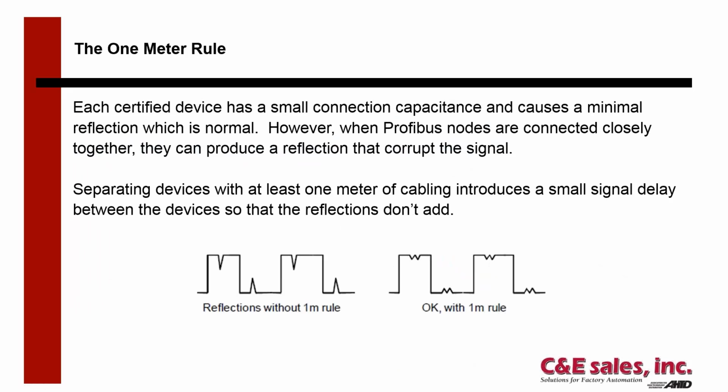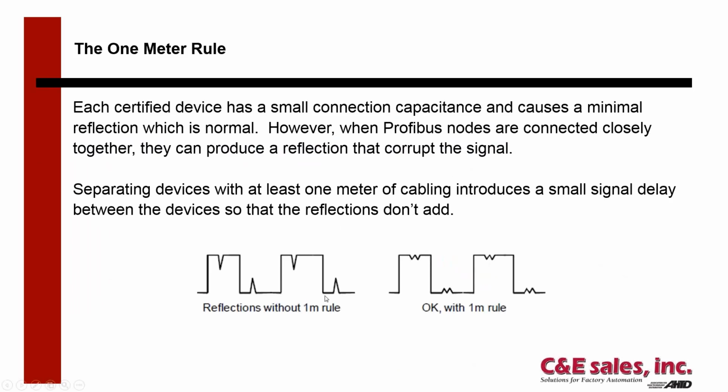Now, looking at that chart, you might think to yourself, okay, great, Howard, I get the message: let's make our cable runs as short as possible. All right, now there is something to keep in mind, and that's the 1 meter rule. Each certified device has a small connection capacitance, and that causes a minimal reflection. That's normal, that's just part of what Profibus is. However, when Profibus nodes are connected closely together, they can produce a reflection that corrupts the signal. So what they recommend is separating devices with at least 1 meter of cabling to induce a small signal delay so that the reflections don't add up.